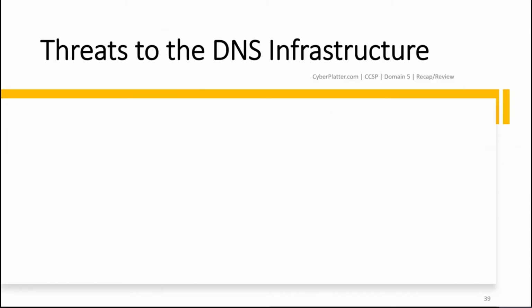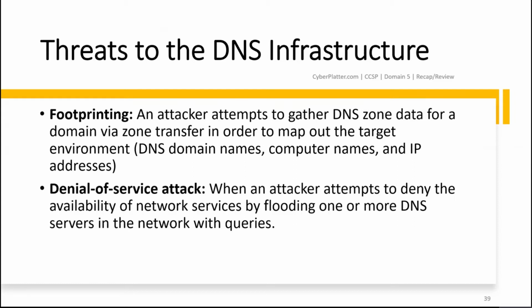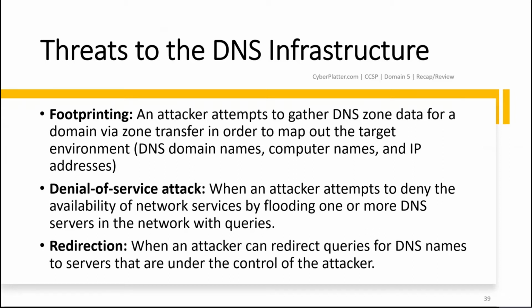Threats to the DNS infrastructure. Footprinting: an attacker attempts to gather DNS zone data for a domain via zone transfer in order to map out the target environment, like DNS domain names, computer names, and IP addresses. Denial of service attack: when an attacker attempts to deny the availability of network services by flooding one or more DNS servers in the network with queries.